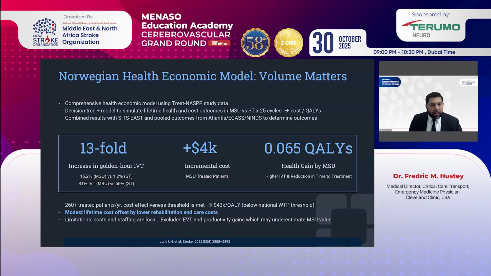And so again, these metrics basically look at what the willingness to pay threshold is, what society is willing to pay to reduce disability or to improve the quality of life by 1 QALY. And in this study, it met the mark. A lot of the lifetime cost was offset by lower rehabilitation and care costs, because we're treating patients earlier and reducing disability. And if we reduce disability, there are fewer direct and indirect costs associated with stroke.